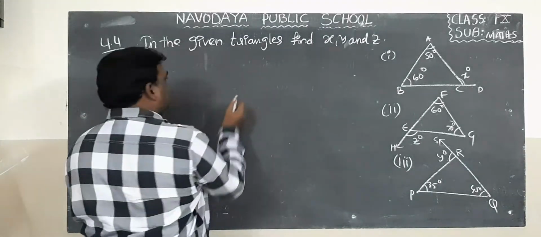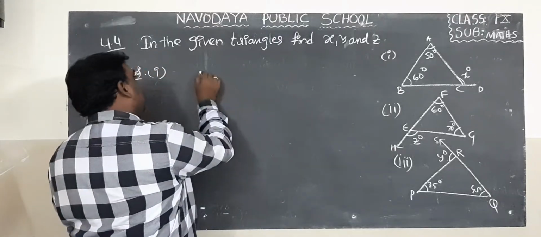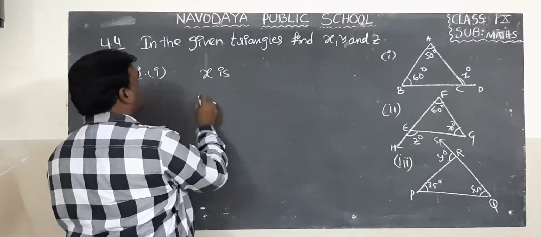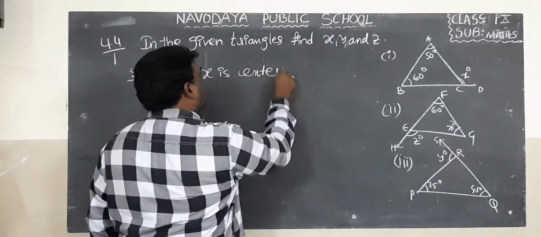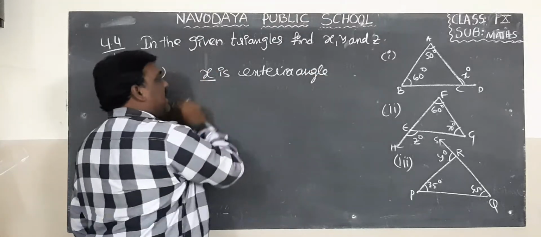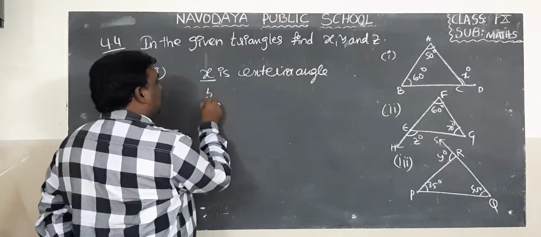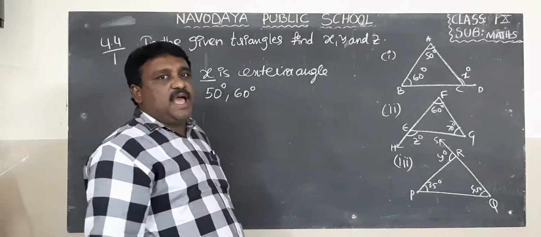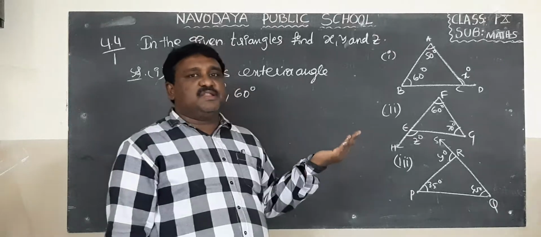Then first one is what? In the first diagram, x is what? X is the first one's solution. X is exterior angle. Exterior angle in the first diagram. 50 degrees, 60 degrees. Observe the angles. Angle A 50, angle B 60.